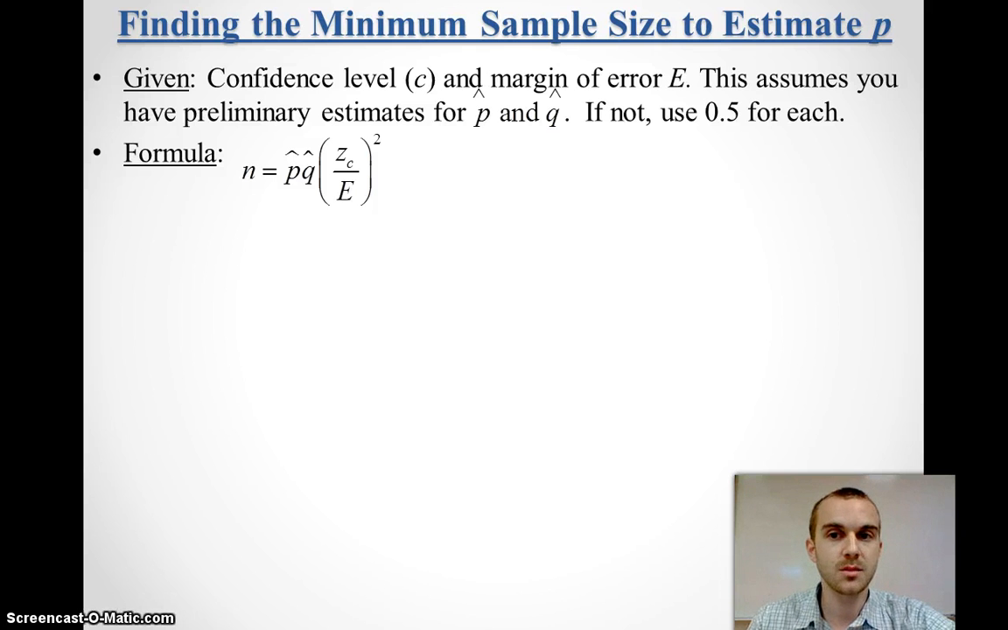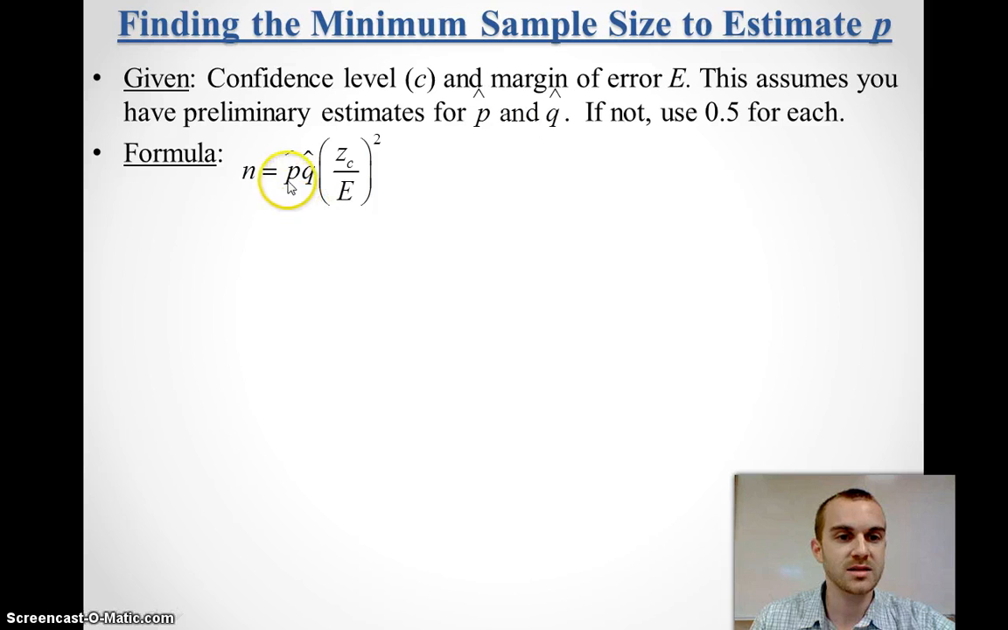Now, if we want to find the minimum sample size to estimate what our population proportion would be, we can use this formula here, where we take our sample proportion for success times our sample proportion for failure, and we multiply it by the critical value divided by the error, squared.